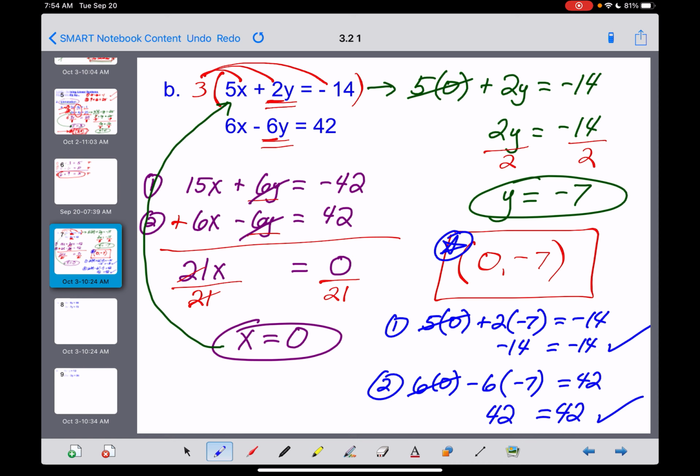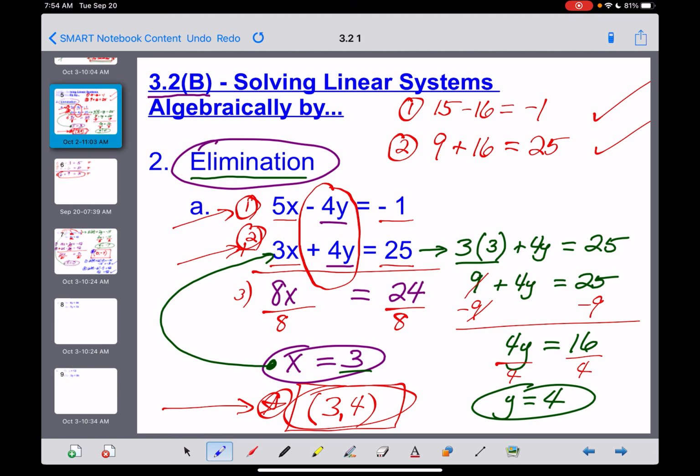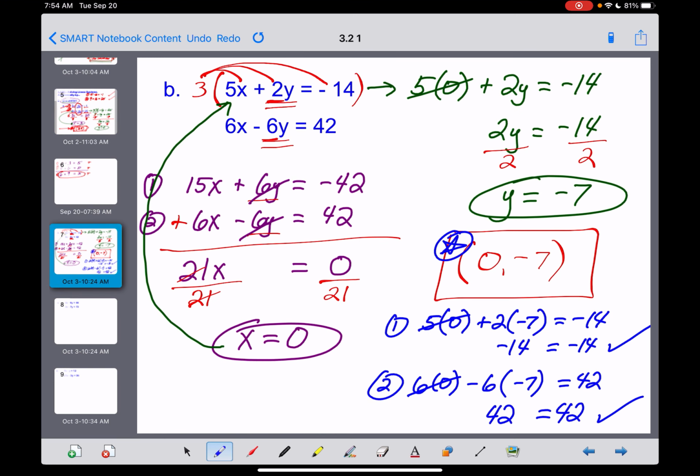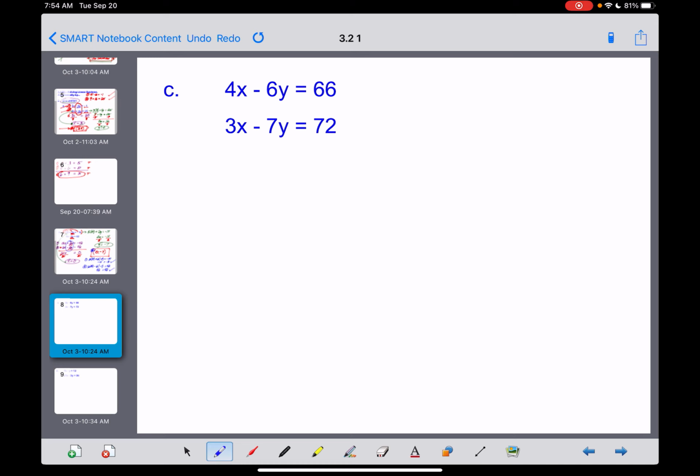Okay, so example B was harder than example A, because in example A, you were given right here and right here two coefficients on the same variable that were already opposites of one another. And in example B, we were not given that. And so that means that we had to multiply the first equation by 3 in order to get those coefficients on y to be opposites of one another. Okay, so let's take a look at example C now.